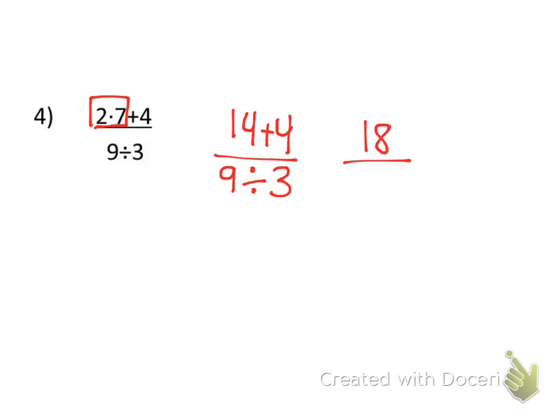What would you get on the bottom? 3. Yes, you can do 9 divided by 3. Now we're ready to do the actual division. That big long fraction bar, that's the last step you do. You simplify the whole top, you simplify the whole bottom, and then you divide. What is 18 divided by 3? 6. Very good.